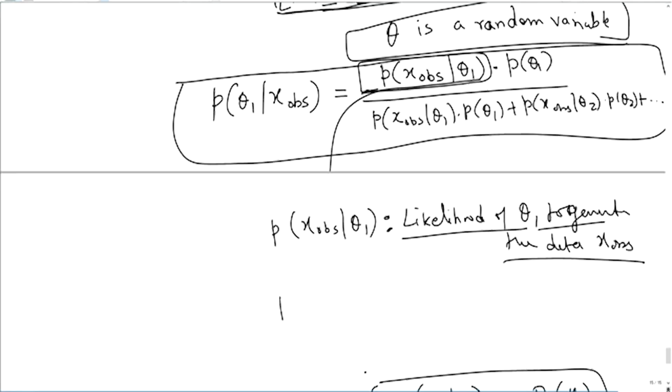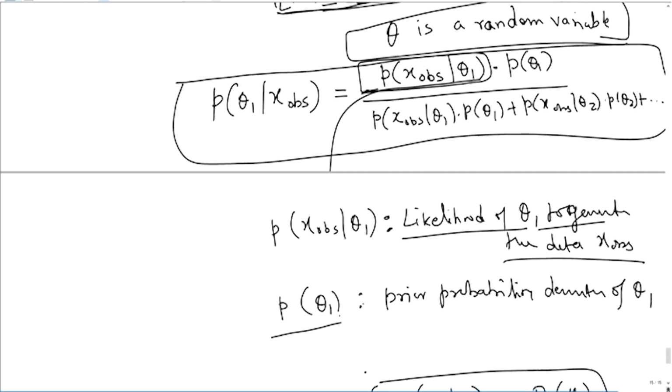Okay, the second term, probability of theta 1, this is called prior probability density or prior probability of theta 1. Okay, what does this mean? So you notice that this term does not have any x obs component.